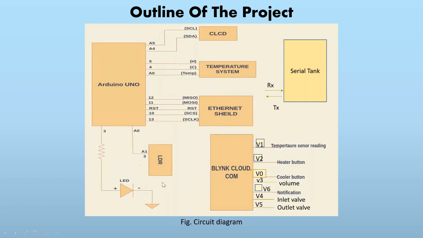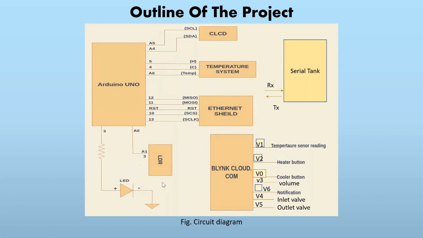Then we'll be using LDR sensors. LDR sensors are for A1 and A0. Then LEDs for garden light sensing. Then we'll be using a serial tank as a receiver and transmitter so that we can see how much flow of water is there in the tank.